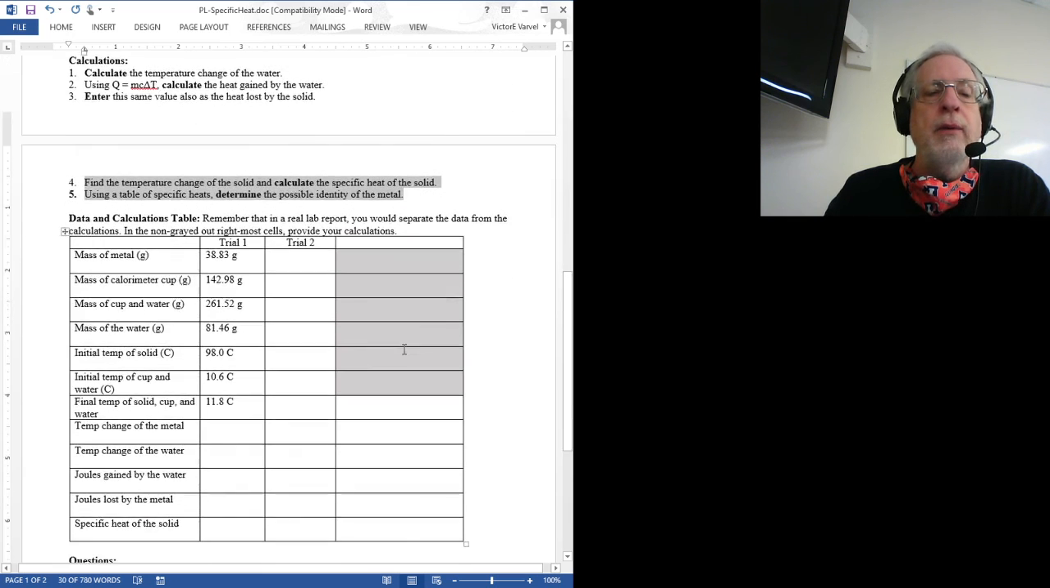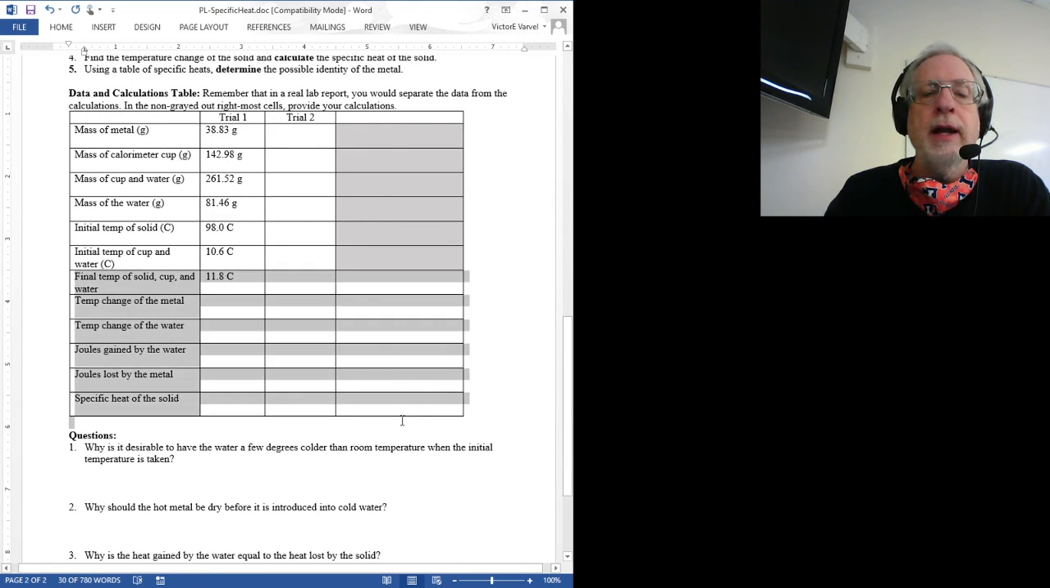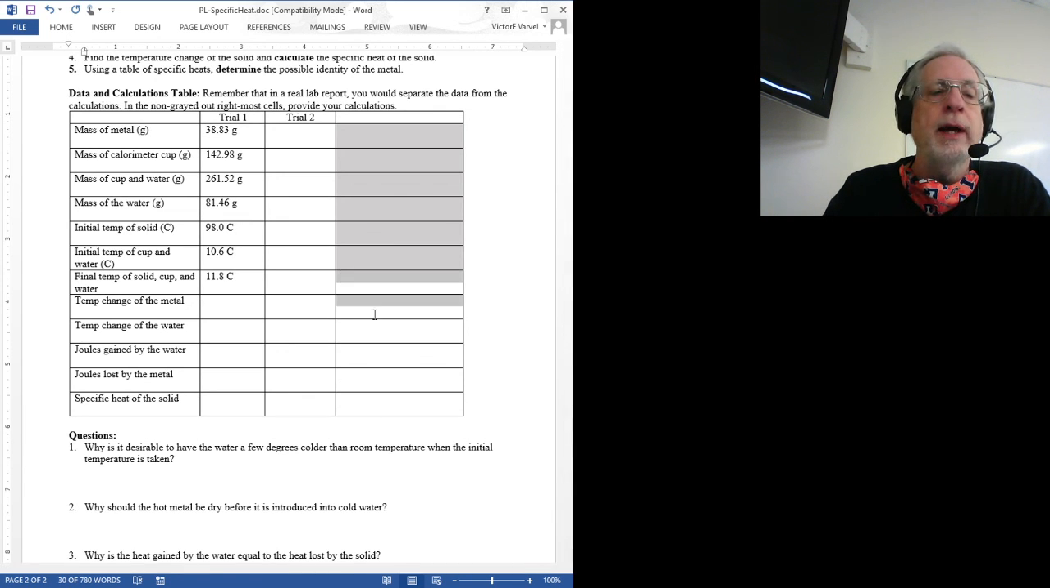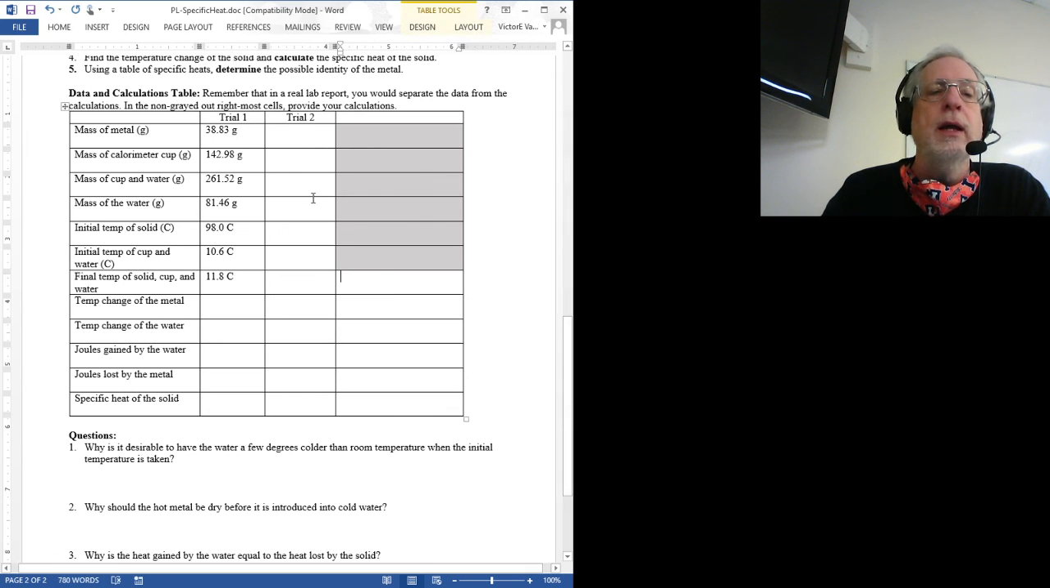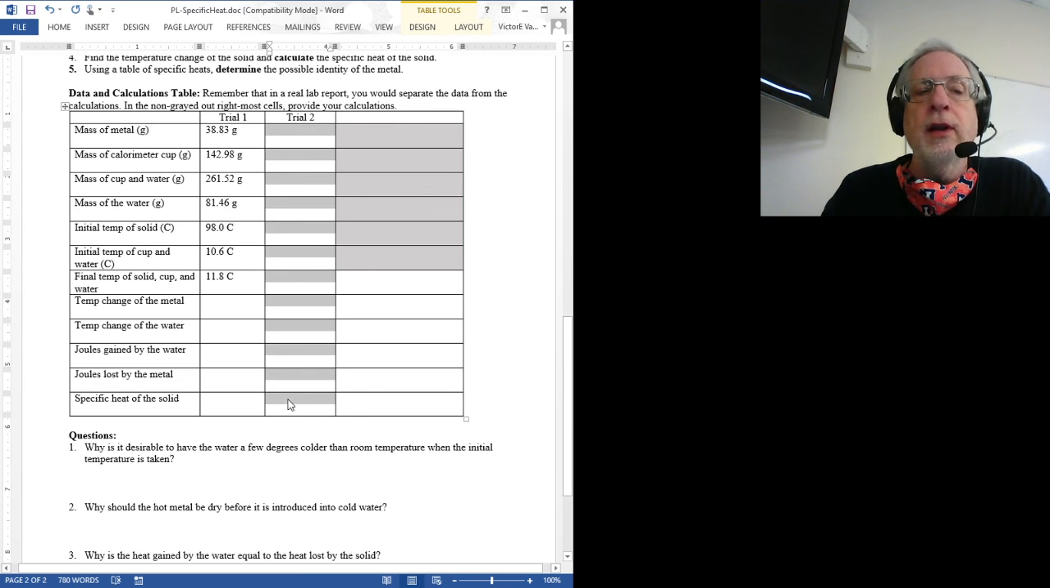Okay. Now what I want you to do is on this part right here, that's where I want you to write your calculations if you need it. So for these white cells in the third column, or I guess fourth column, I want you to write what equation you used to solve for those values. And you don't need to worry about trial 2. Since we're doing this online, I just did one metal, one trial.